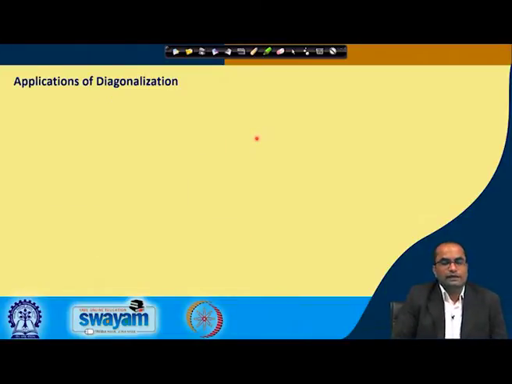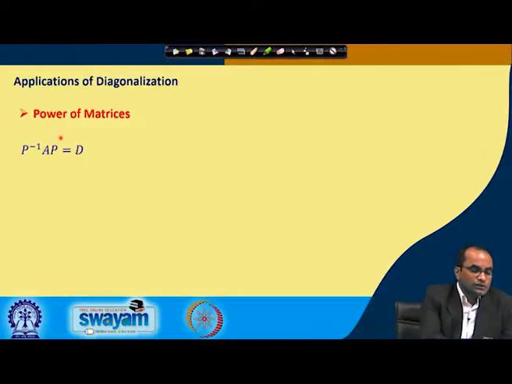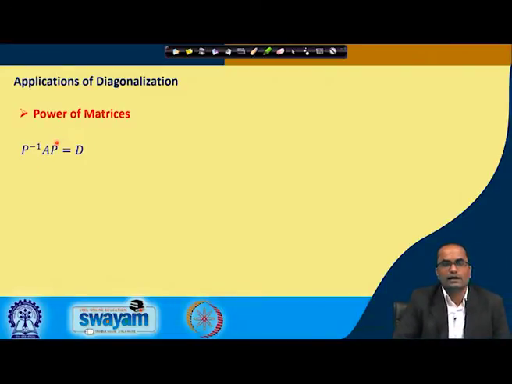Now, coming to the applications of diagonalization, the first application we will consider is that we can easily compute the power of matrices once we can diagonalize the matrix. So, why so? What is the connection here to the eigenvalues and eigenvectors? That we will see now. So, we have seen that if A can be diagonalized, then we have this relation P inverse A P is equal to D.